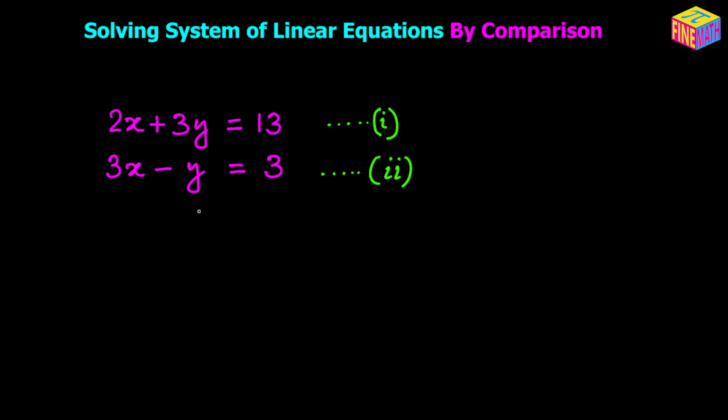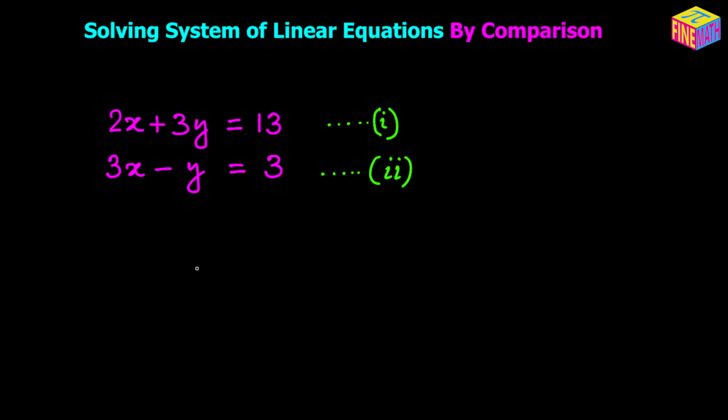So I'm going to use the same set of linear equations that I used in my previous video, so that when you watch the videos one after another, you will be able to see how to solve the same set of linear equations using different methods. So now let's get started. Here, from each of the equations, we are going to find the value of one variable in terms of the other variable, and then we'll compare them for equality, right?